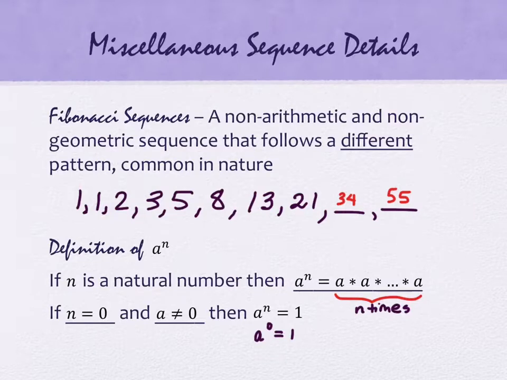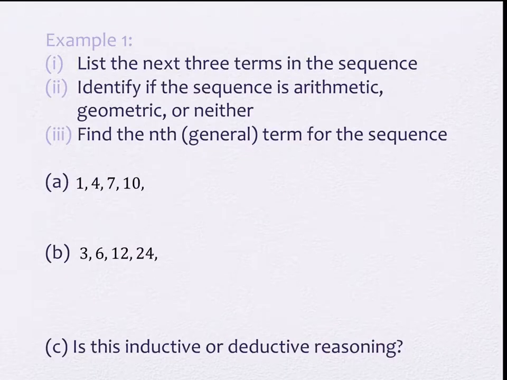Okay, you ready to do an actual example? Okay. Here's our first example of the day for real. List the next 3 terms in the sequence. That's the first thing we're going to do. Second, we're going to identify if the sequence is arithmetic, geometric, or neither. And then step 3, we will do together. We will find what the nth or the general term is. That's the hardest part of these.